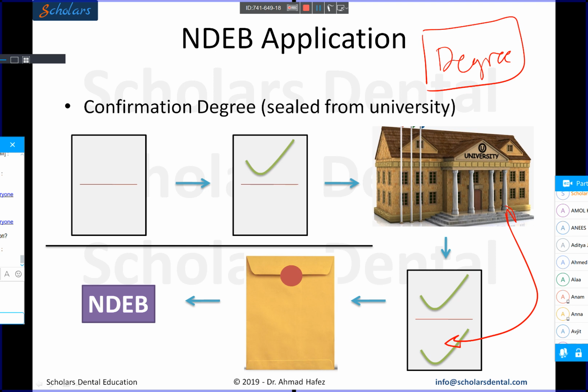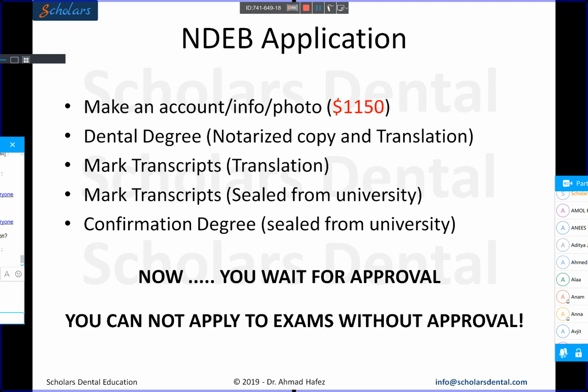Ask your friends to go to the university, tell them what they need to fill out in the second form or the second half, and have them send it from the university, or have the university send it with their address on it. So the university will have its address showing that it's coming from them to the NDEB, right? That's what you need. Okay, so that's the confirmation of degree.